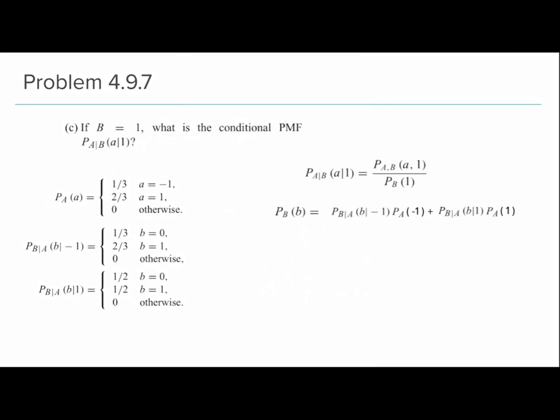So for the next part, if B is equal to 1, what is the conditional PMF P of A given B, A given B is equal to 1? So far, given in the question, we only have P of B given A. We don't really have the value of P of A given B, but we can find that.